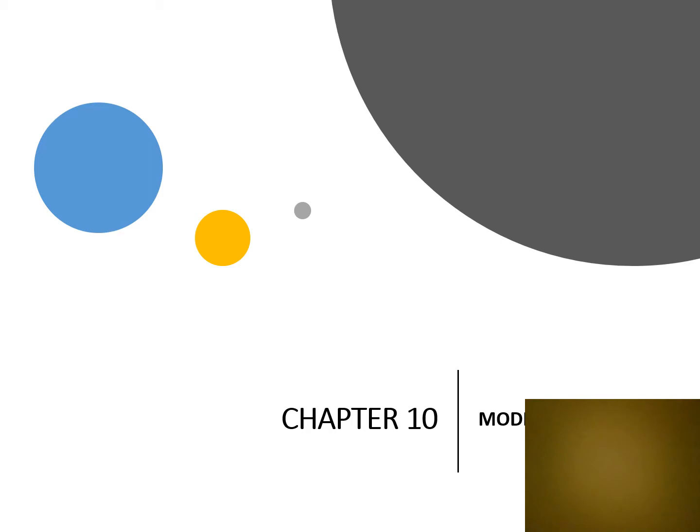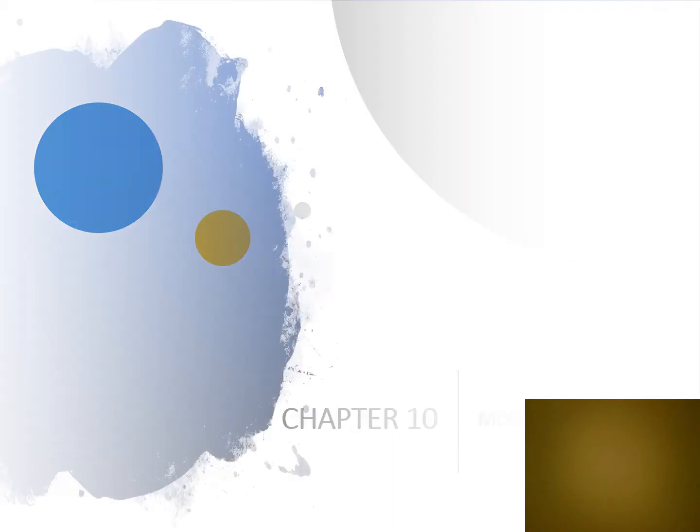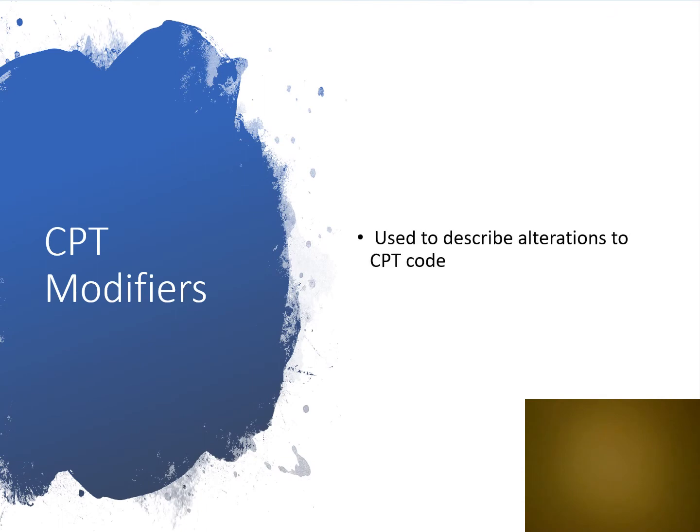Today I'm going to talk to you about Chapter 10 from your step-by-step book. Chapter 10 deals with modifiers. Keep in mind that modifiers are not used very often, but you do need to know about them. So CPT modifiers are used to describe alterations to a code. There's a full list in Appendix A in the back of your CPT.